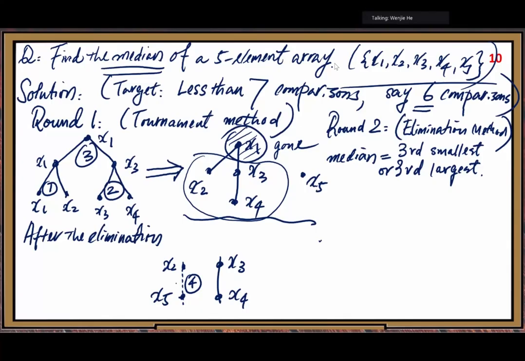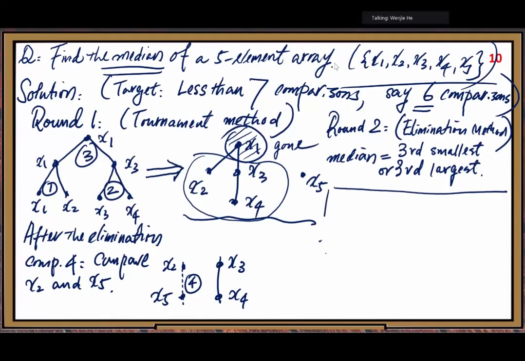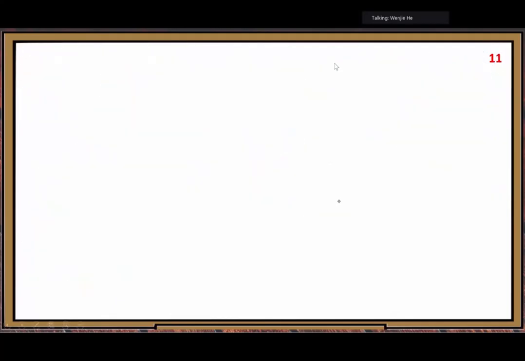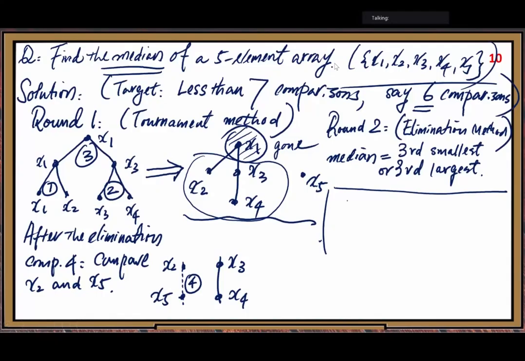So comparison number 4 compares X2 and X5. But we need to update our goal a little bit.